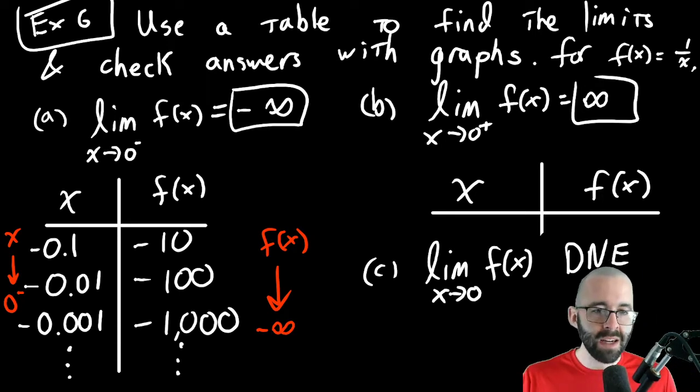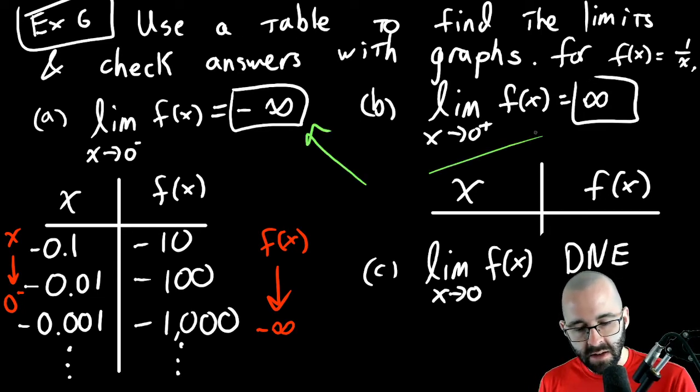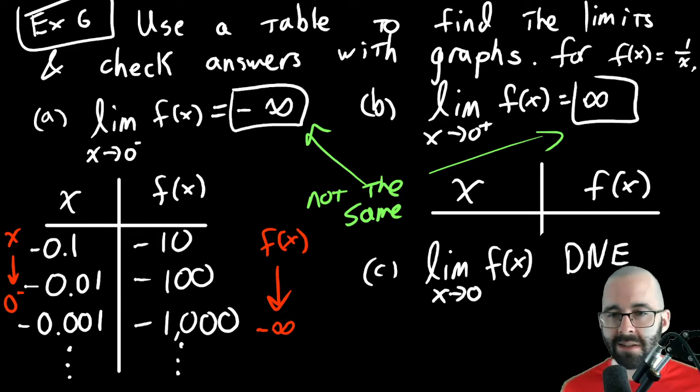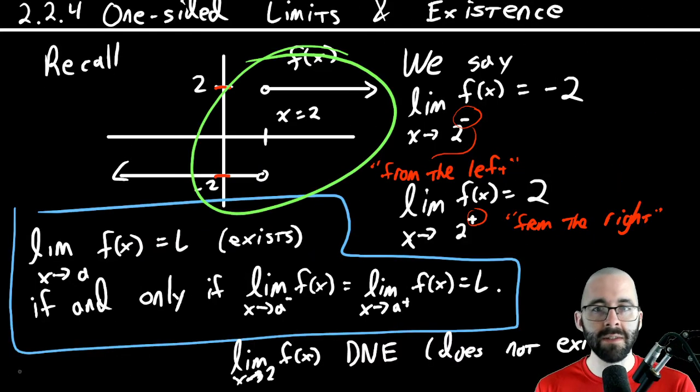If they both equaled positive infinity, we'd say it's positive infinity. If they both equaled negative infinity, we'd say it was negative infinity. But again, these are not the same. So we're going to say the two-sided limit doesn't exist, just like that earlier example over here.